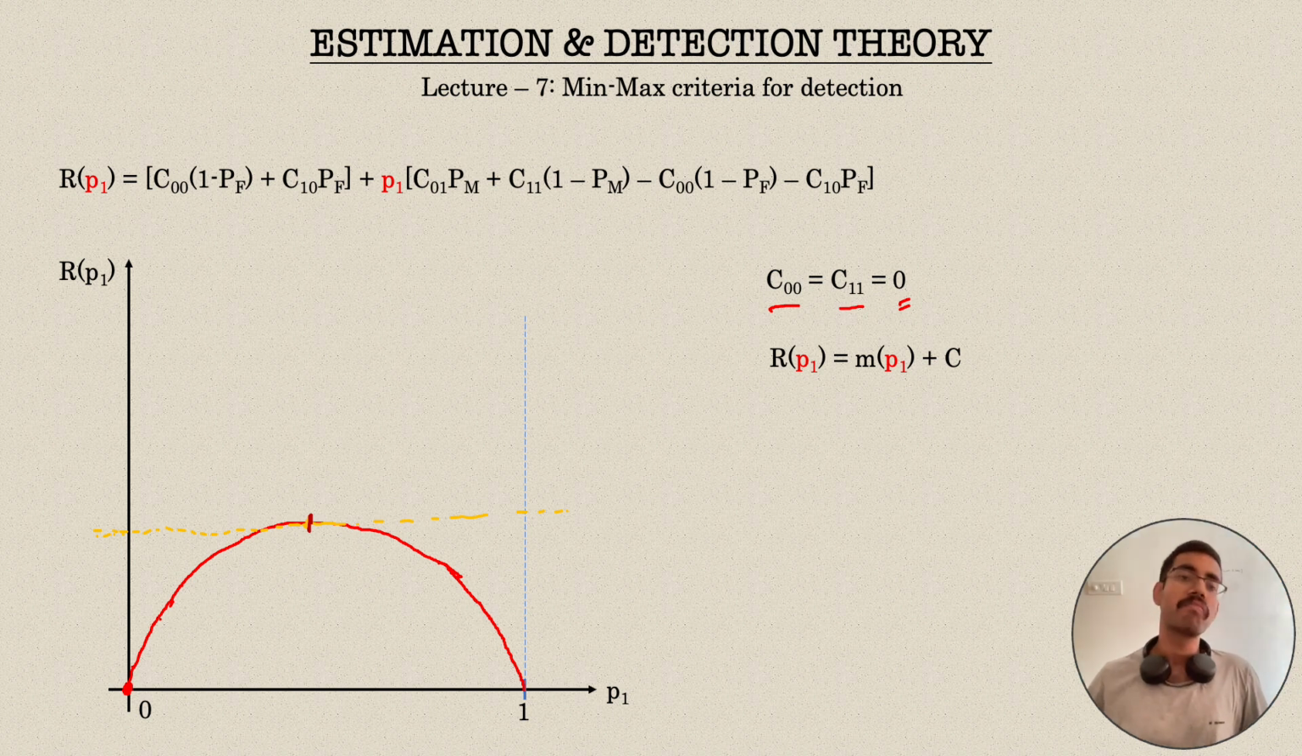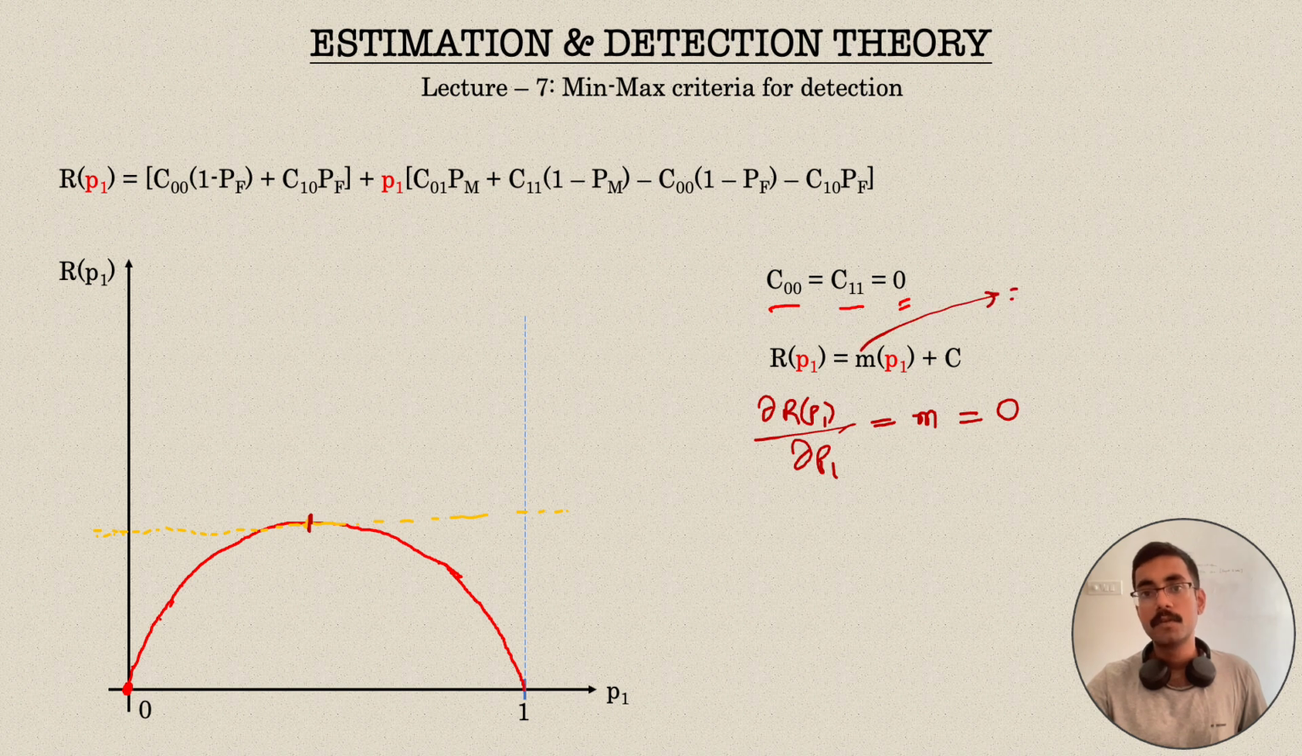So basically, if you differentiate it and put it to 0 for optimum value, if you just differentiate this, you will be getting m, and if you put it equal to 0, you will be getting the optimum value of P1 for the optimum value of R of P1. So we will be coming up with m is equal to 0.